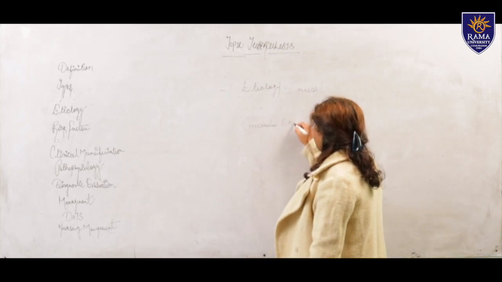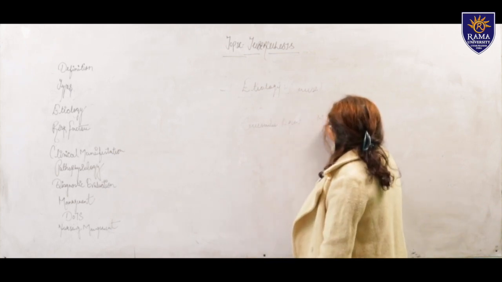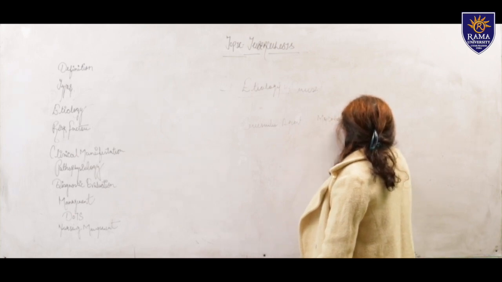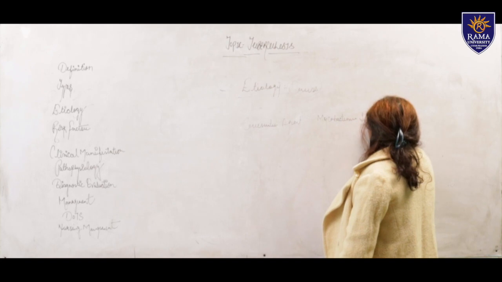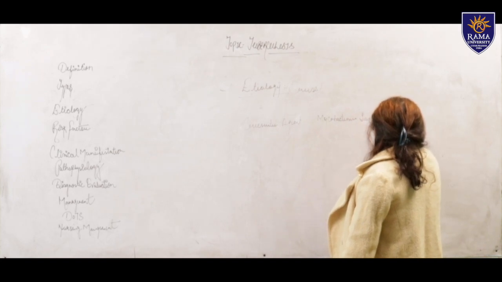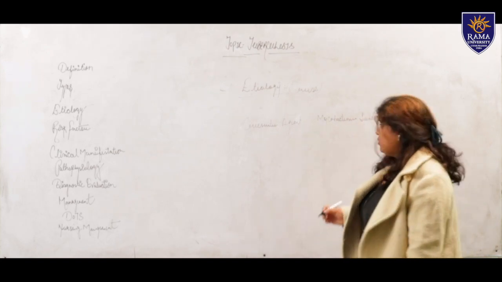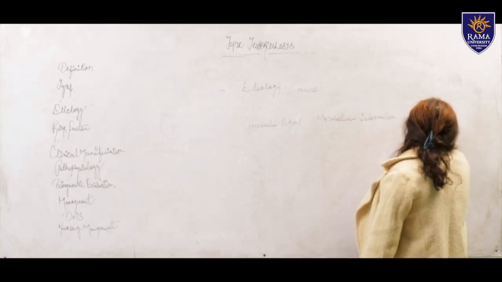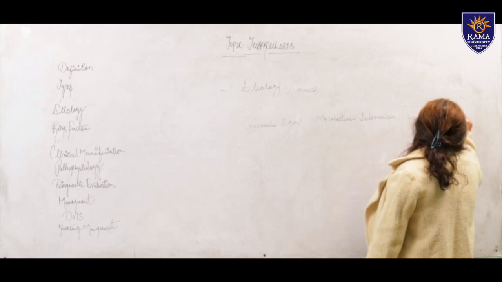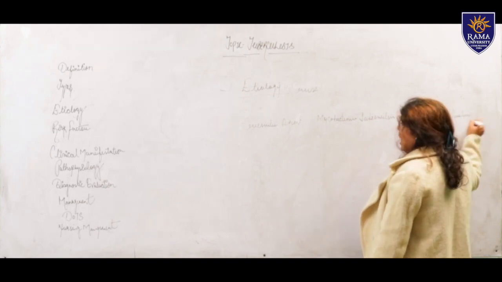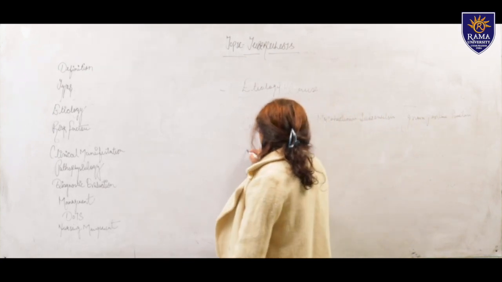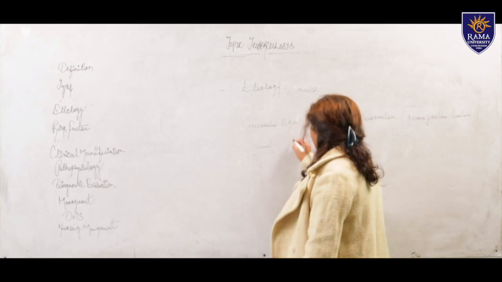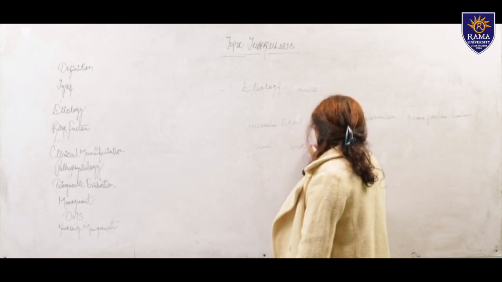The causative agent of tuberculosis is Mycobacterium tuberculosis, which is a gram-positive bacteria. And how is it spread? It is spread via droplets.